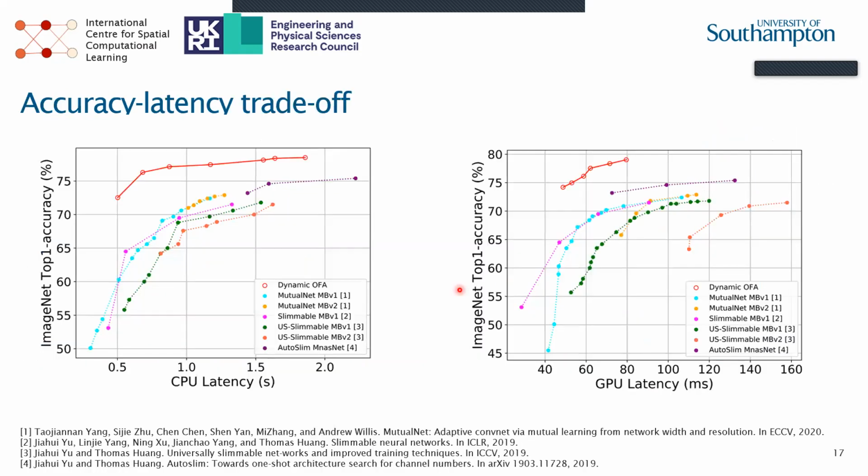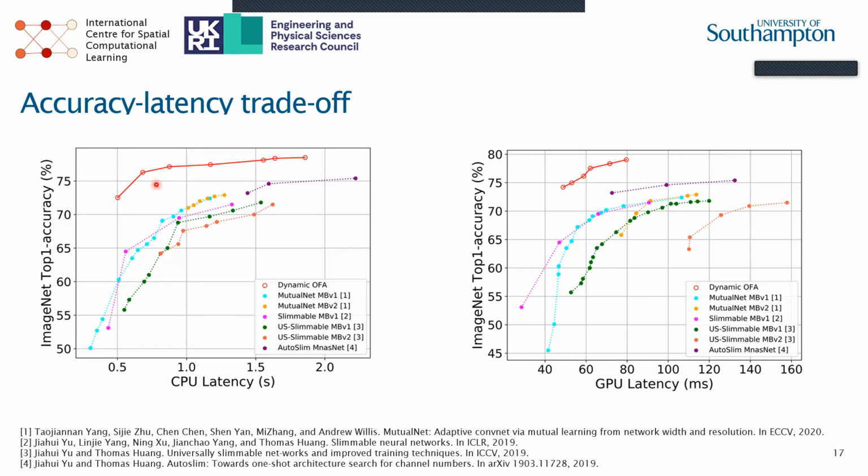So here's the comparison of our dynamic OFA with previous works, including MutualNet and three versions of scalable neural networks. As you can see, our model is generally more efficient than the previous state of the art. Another thing I want to mention again is that previous dynamic neural networks propose a special training method to generate subnetworks, which can be very expensive. In our case, we only do sampling from the OFA space, which is much quicker.